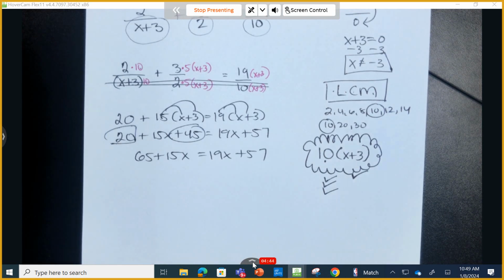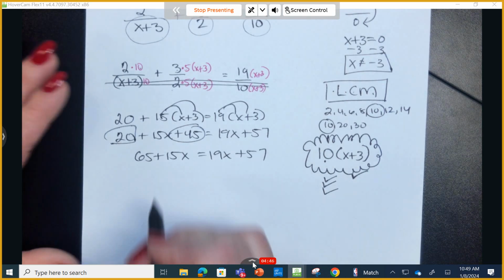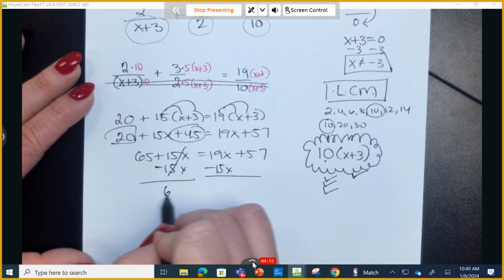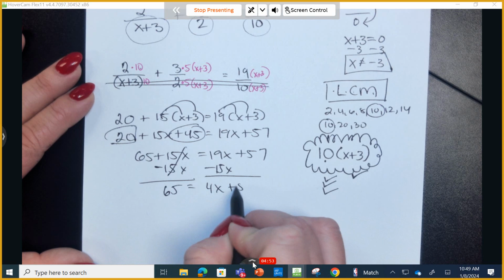And you have a choice whether to move the x's to the left or right. It's up to you. I'm going to move the x's to the right-hand side. You could have moved them to the left, and you can still achieve the same answer.